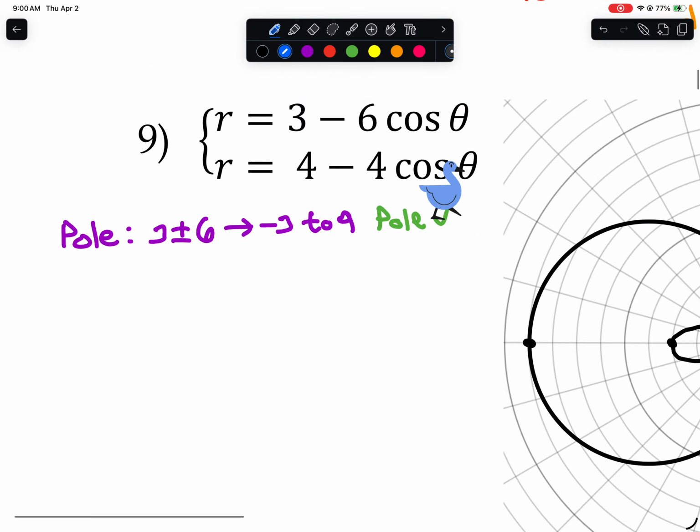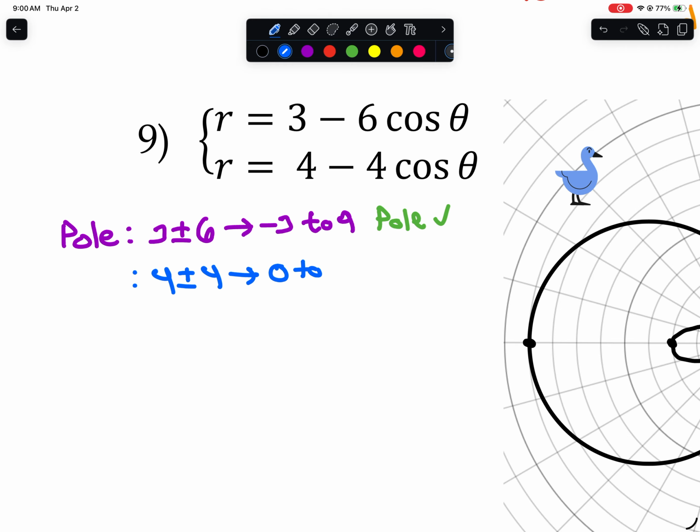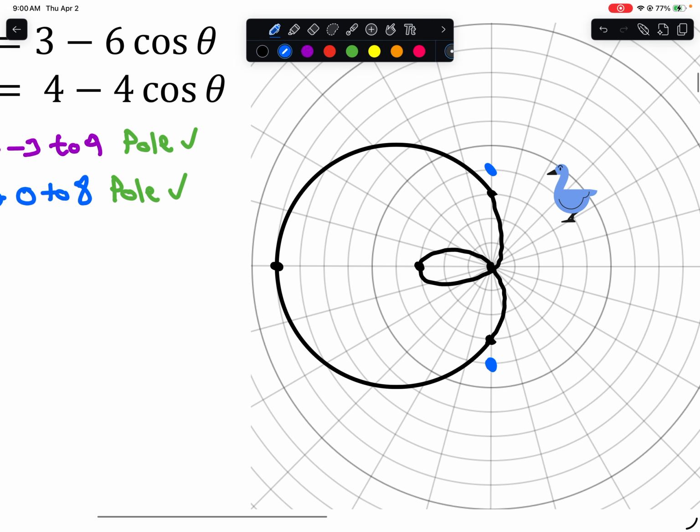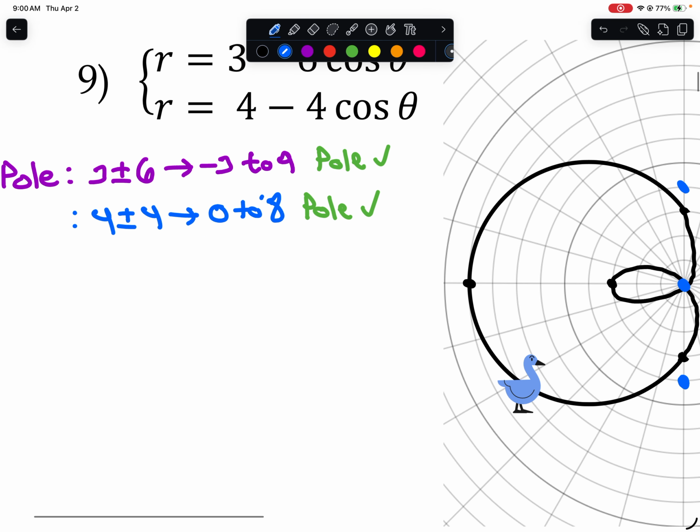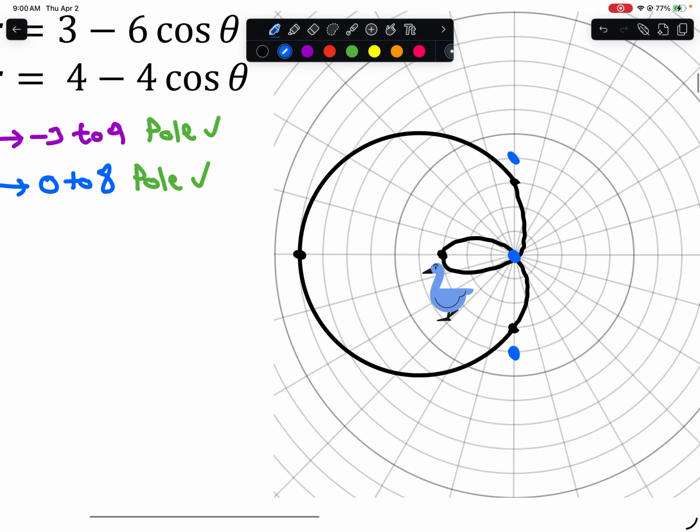And then let's check the pole. So for the cardioid, that's going to be 4 plus or minus 4, which means my values are going to be from 0 to positive 8. And because 0 is included in that interval, what that tells me is the pole is going to be a point for the cardioid. Okay, so now I'm going to have a point here at the pole, and then it's going to open left, and it's going to go all the way to 8 when you add those two a and d values together. So that's going to go to here.